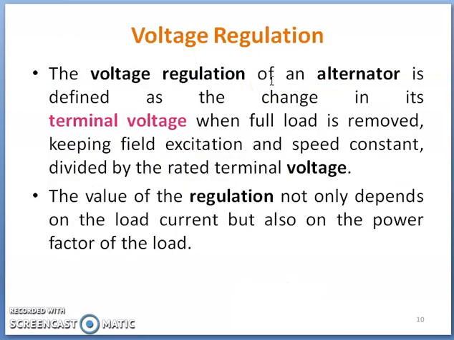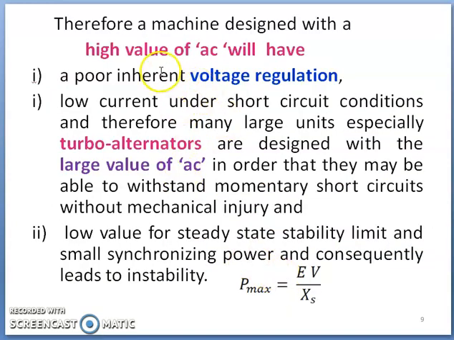You know what is voltage regulation? Voltage regulation of an alternator is defined as change in its terminal voltage when full load is removed, keeping field excitation and speed constant. Okay, when load on alternator is suddenly decreased, its terminal voltage will change, and terminal voltage is not only a function of load current. In case of synchronous machine, it is also a function of power factor of load. Therefore, when designer chooses higher value of AC, then that synchronous generator suffers from poor voltage regulation.